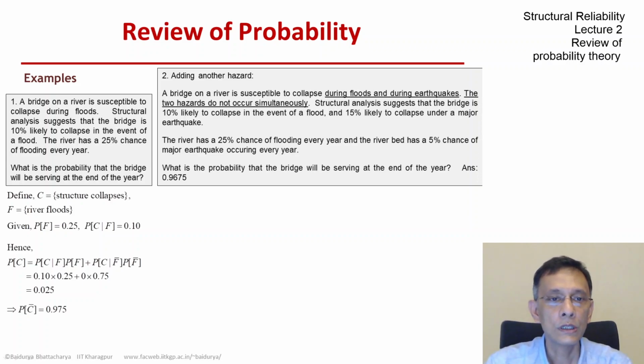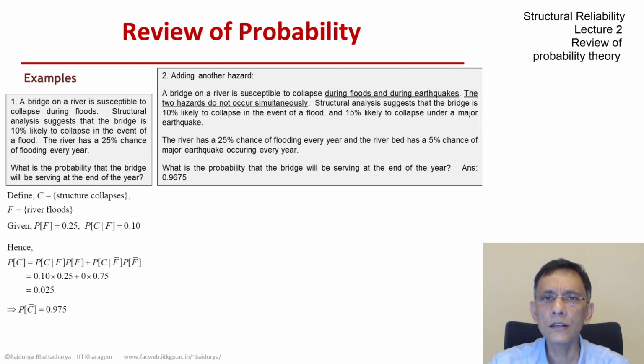As you see, we have added the earthquakes in addition to the floods, but there is a simplifying assumption that the two do not occur simultaneously. So we'll proceed as before. There will be three basic events now: C, F, and E, which is that there is an earthquake during the year. If you proceed in the same way as before, you will reach the answer 0.9675, that the bridge will not collapse.